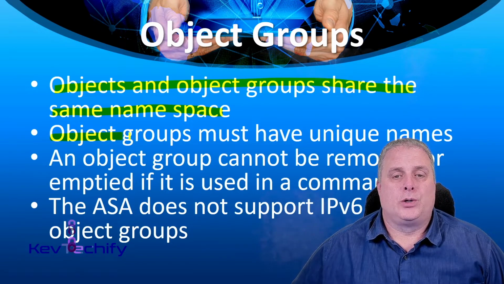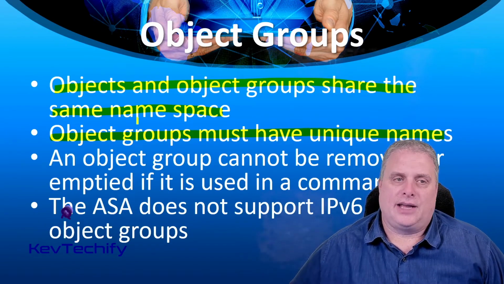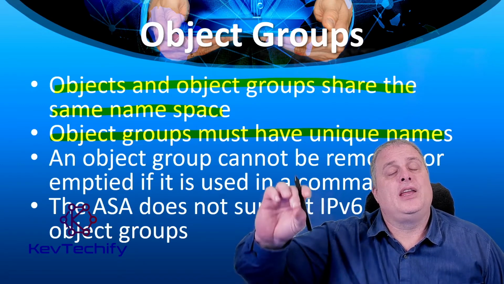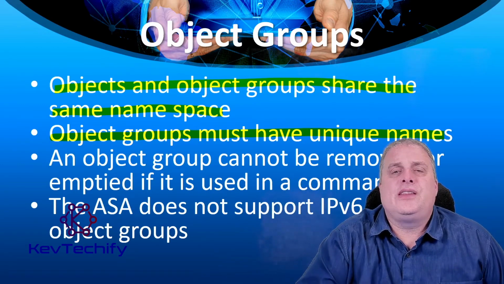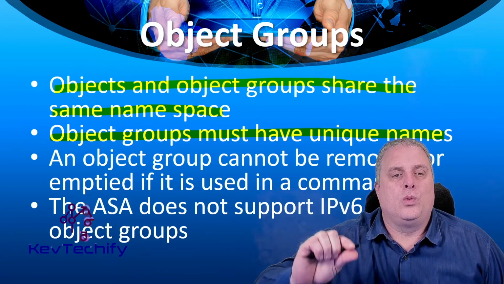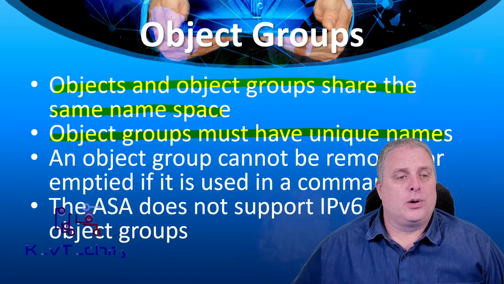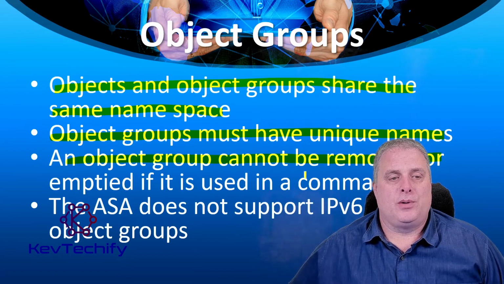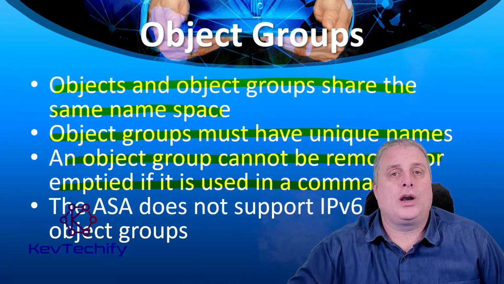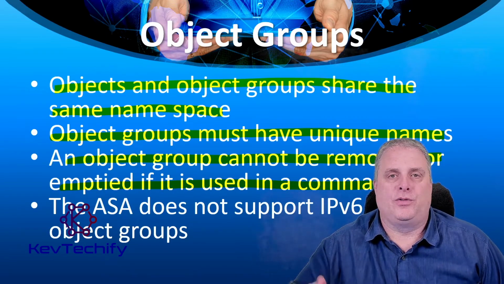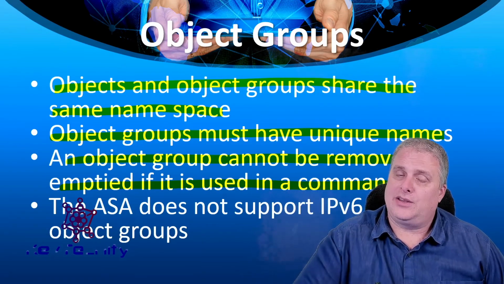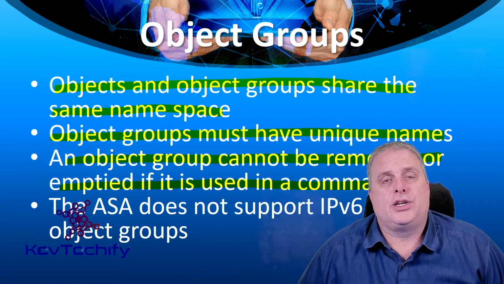Second, object groups must have unique names. That kind of falls back to the first one. Each of your object groups have to have a unique name. And usually they do, because your name typically refers to what you are trying to do with that object group. The third one here, an object group cannot be removed or emptied if it's used in a command. So if you're using that object group somewhere in your configuration, you cannot remove it. The operating system looks and says, are you using it somewhere? If you're using it, you can't delete it. If you're not using it, well, they'll go ahead and let you do that.